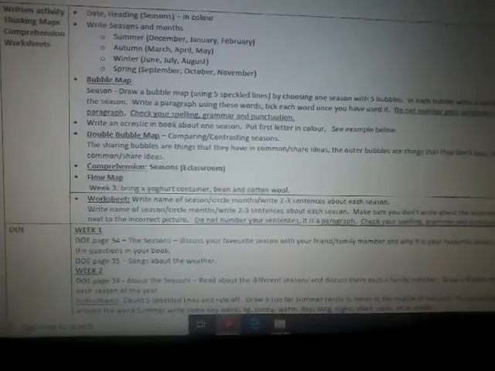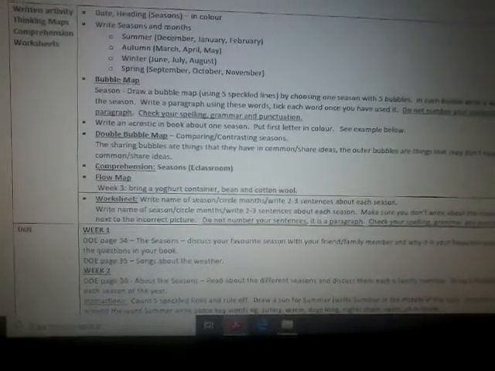Moving on to life skills. It says a double bubble map. Comparing and contrasting seasons. The sharing bubbles are things that they have in common, share ideas, and the outer bubbles are things that they don't have in common or share ideas. There is an example of a double bubble of all the thinking maps under Life Skills tab and e-learning on the GRGS website. This is an example of a double bubble map, which I drew.